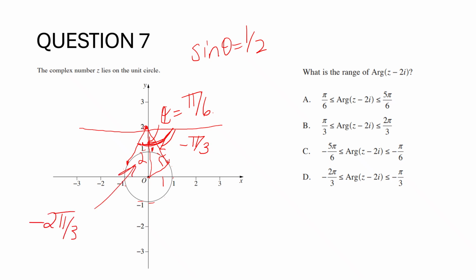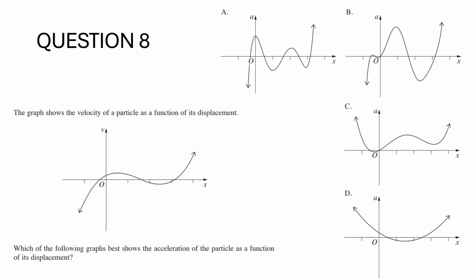So our argument's going to lie between negative pi on 3 and negative 2 pi on 3, which is B. Question 8. The graph shows the velocity of a particle as a function of its displacement. Which of the following graphs best shows the acceleration of the particle as a function of its displacement?